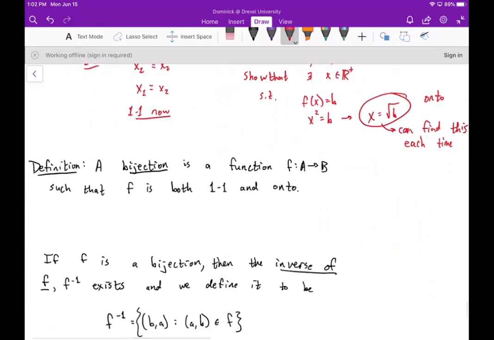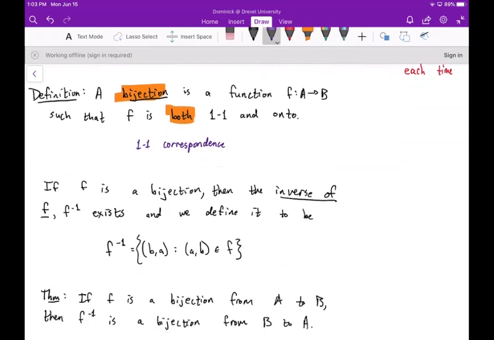Now, our next definition is what's called a bijection. We say that we have a bijection if a function from A to B is both one-to-one and onto, right? So a bijection is both one-to-one and onto, and sometimes this is called a one-to-one correspondence. But most of the time we'll say bijection.